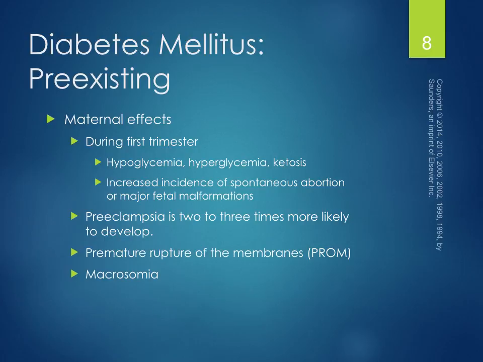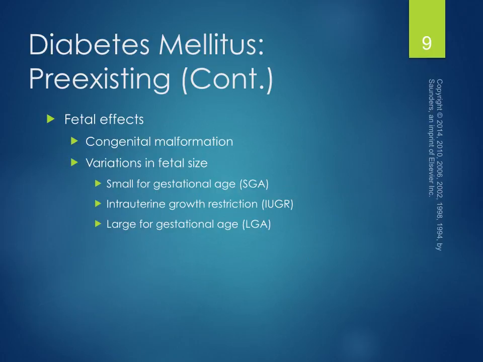Preeclampsia is 2 to 3 times more likely to develop. So for these patients, it's important that we continue great health maintenance during the prenatal period so that we can assess for any of these issues later on in the pregnancy. Premature rupture of membranes is also a high risk for these patients, as well as macrosomia, or those large for gestational age, developing those large babies.